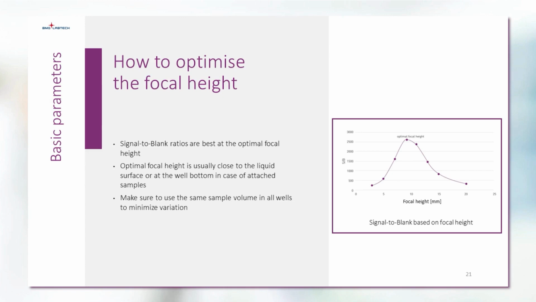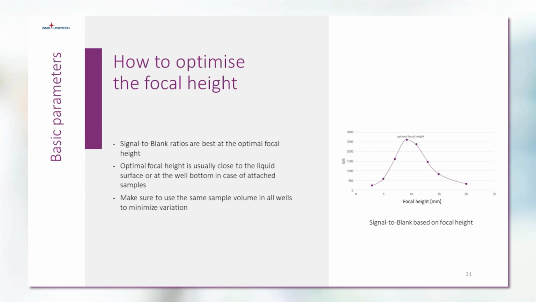The graph also makes it clear that even a slight deviation from the optimal focal height may result in a significant reduction of the signal to blank ratio, depending on the assay, of course, but this applies in both directions, with a too low or a too high focal height. Focal height should be adjusted on the brightest sample to be expected in order to obtain robust data for the generation of the focal curve. And although automatic focal adjustment reliably does this job for you, you should still make sure to use the same sample volume in all wells of your plate. Otherwise, the optimal focal heights may vary from well to well.